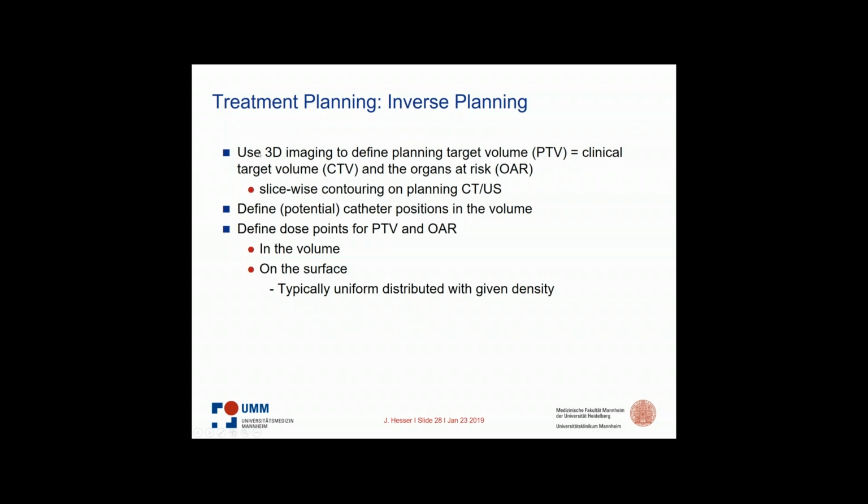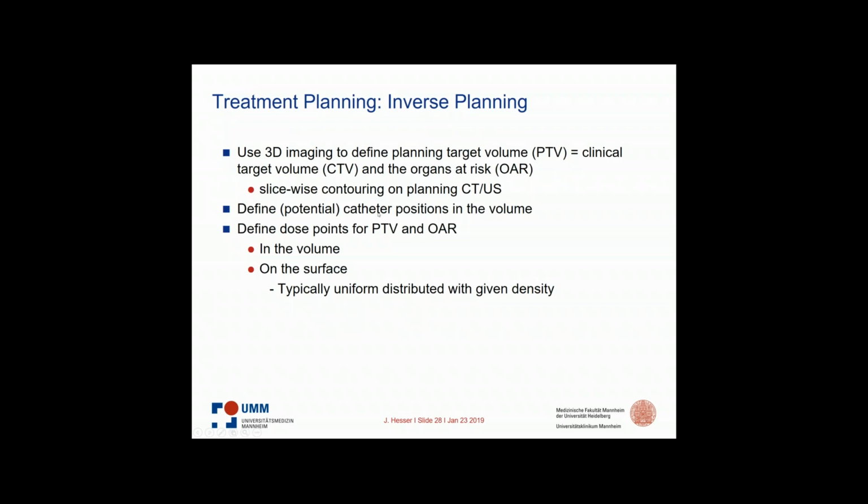Actually, what we start with is a 3D image, a volume, where we have outlined the PTV, the planning target volume. Since the source is in the tumor or next to the tumor, we have no relative motion between source and tumor, so we consider it the same as the clinical target volume. And we have outlined the organs at risk as well. Outlining means that we do it on ultrasound, CT, or other modalities, slice-wise, and control these different structures slice-wise.